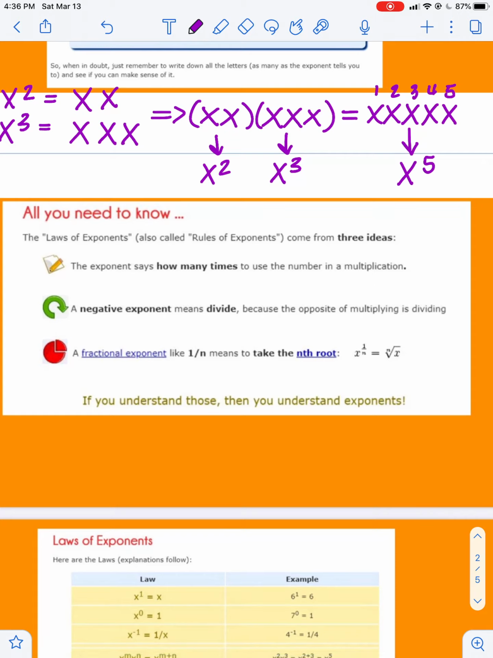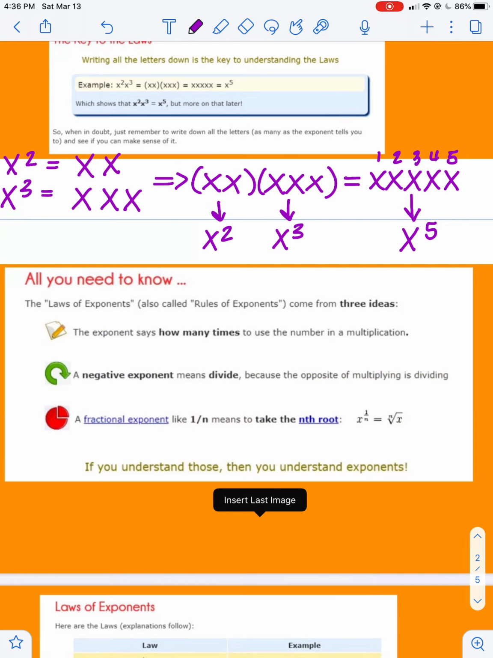So the laws of exponents, they're also called the rules of exponents, come from 3 ideas. And the first one we've already kind of touched on, where the exponent tells you how many times to use that number when you're multiplying. Something you maybe haven't seen before is a negative exponent. And that means to divide a number, and I'll show you what that means.